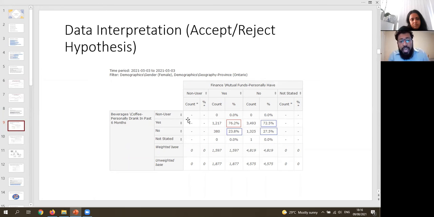So guys, now we have something in front of us. Let's look at the data. Can we see any relationship between people who drink coffee and people who have mutual funds? And gender is female and Ontario. Just straight away looking at the table, I think our judgment will be there is no sort of correlation, because these two numbers, 76 and 72.5, are quite close to each other. So we can just reject our hypothesis.